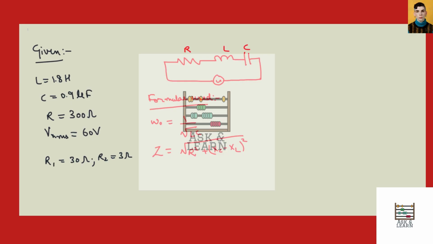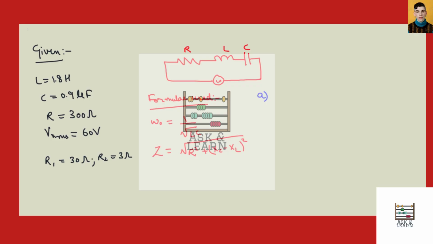In D part, we will have resistance changing to 30 ohm and 3 ohm. So we will take care of this R1, R2 later. First, let's find out the answers of A, B and C part. First, finding out the A part.